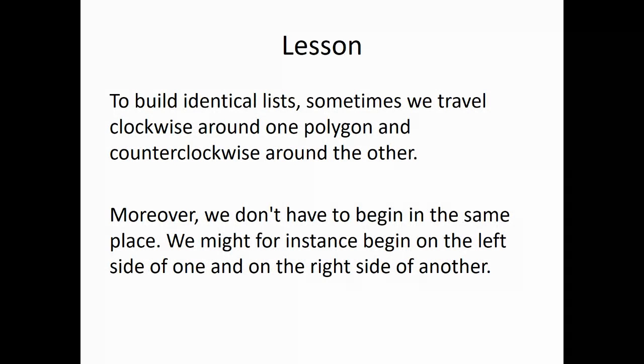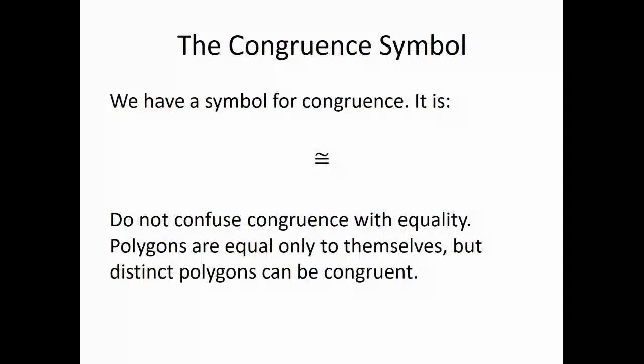And the point that I wish to make here, it's another good example of congruence, is that you don't necessarily have to go around in the same direction in the two polygons. Perhaps you have to go clockwise in one and counterclockwise in the other. You don't have to begin in the same position in the two. Perhaps you begin on the left in one and the right in the other, and so on. It's possible to turn polygons, to flip them, and so on. So don't think that congruence means that you have to start in the same position and move in the same direction. It just means that it is possible to build two lists so that the lists are identical.